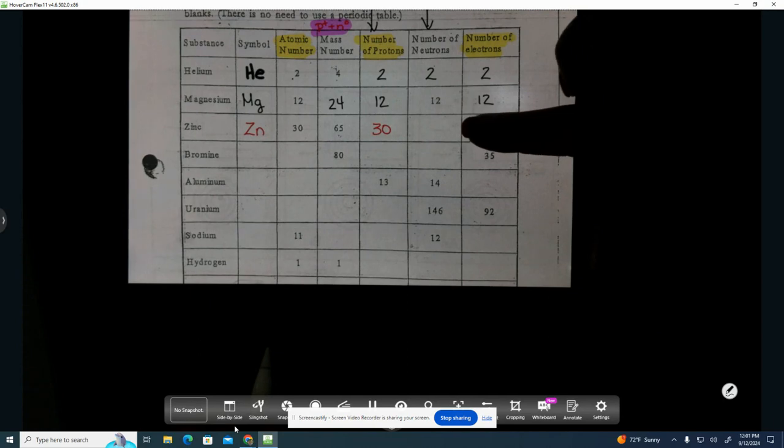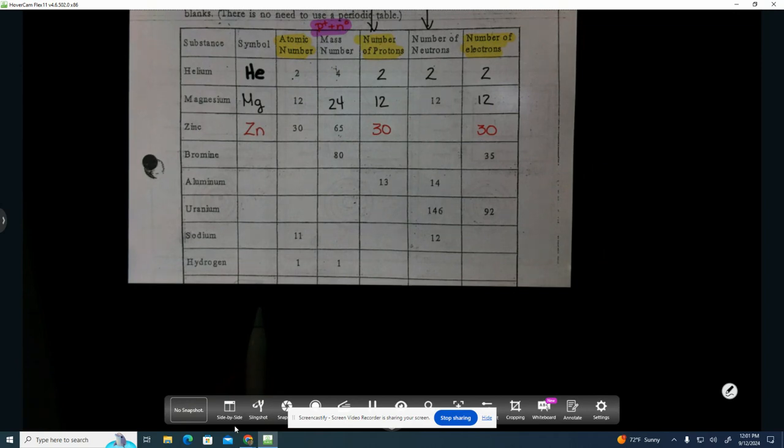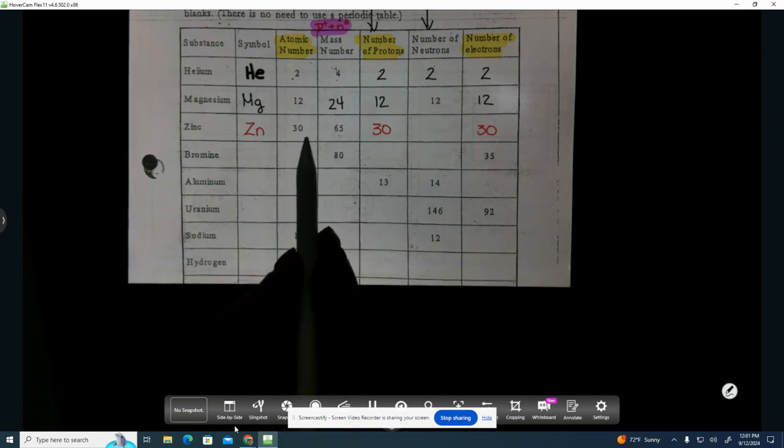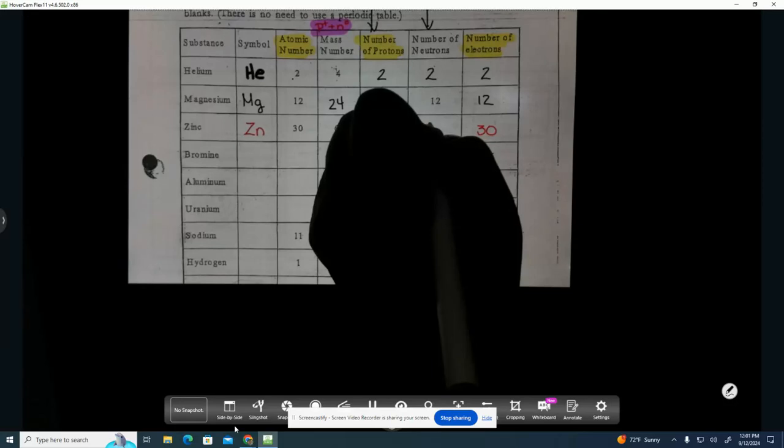Let's just finish this before we go anywhere. If this is the number of neutrons, how do we find number of neutrons, Olivia? The mass number minus the atomic number. I like it. So 65 minus 30 gives me how many? 35. I like it.